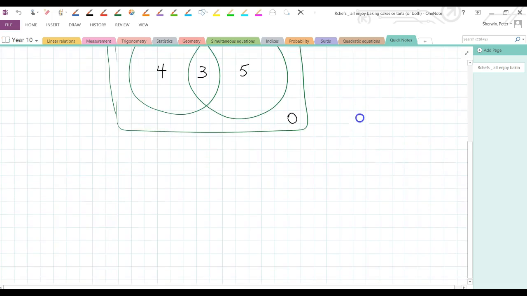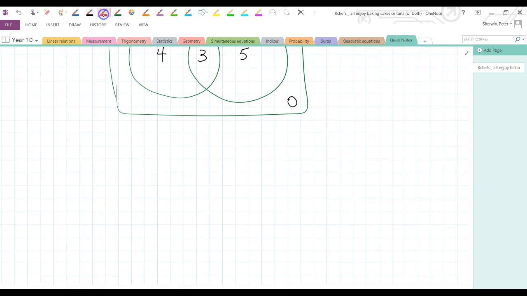So that's what I was trying to get to. That was the example I wanted to show you. Just to give you another example, it's slightly different questioning.